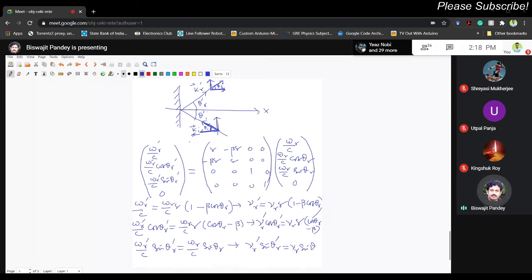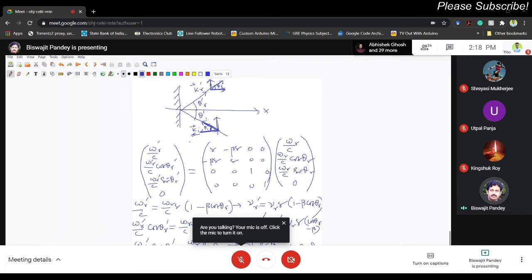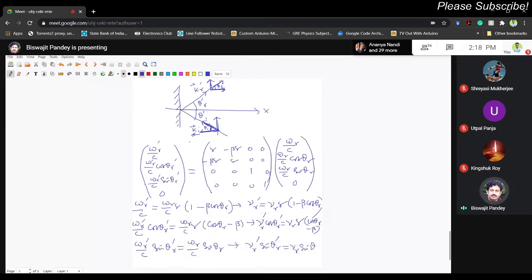So then you see, don't forget what was the question. Question was the incident frequency is given in the lab frame. You are asked to calculate the frequency of the reflected light. Just the same problem which was discussed in the previous case of normal incidence. In this case, only difference is there is an angle of incidence, and that makes all the things a bit more detail oriented.